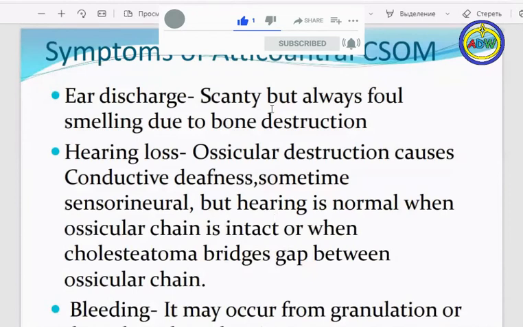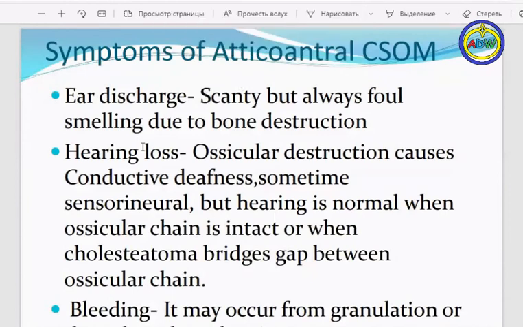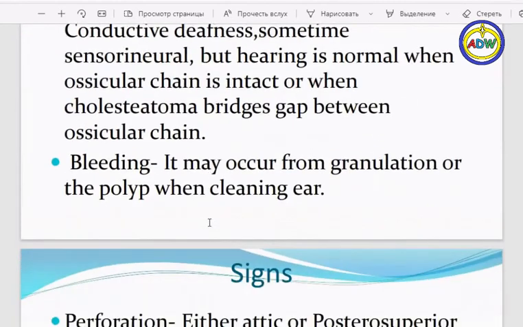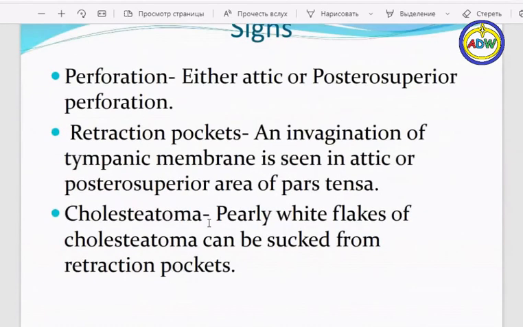Symptoms of epitympanitis or epitympano-antral disease: ear discharge, scanty but always with a foul smell due to bone destruction. I told you about that. Hearing loss: ossicular destruction causes conductive deafness, sometimes sensorineural, but hearing is normal when the ossicular chain is intact. And bleeding, it may occur from granulation or a polyp when cleaning the ear.